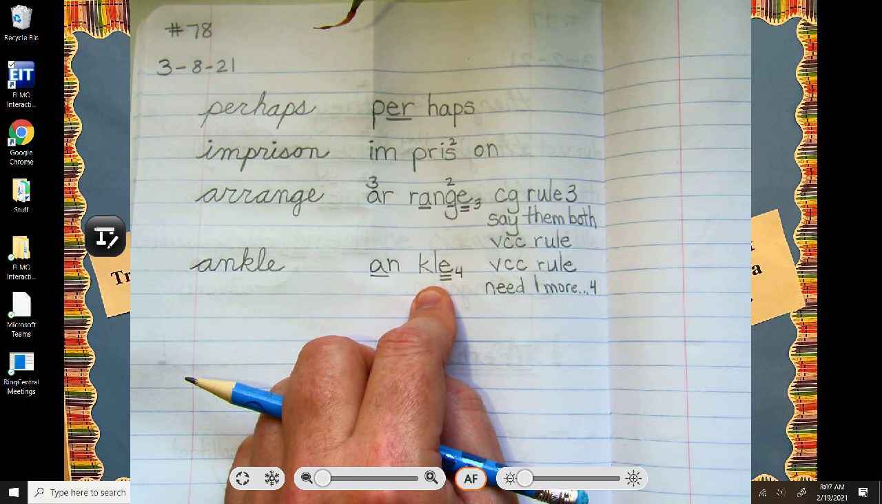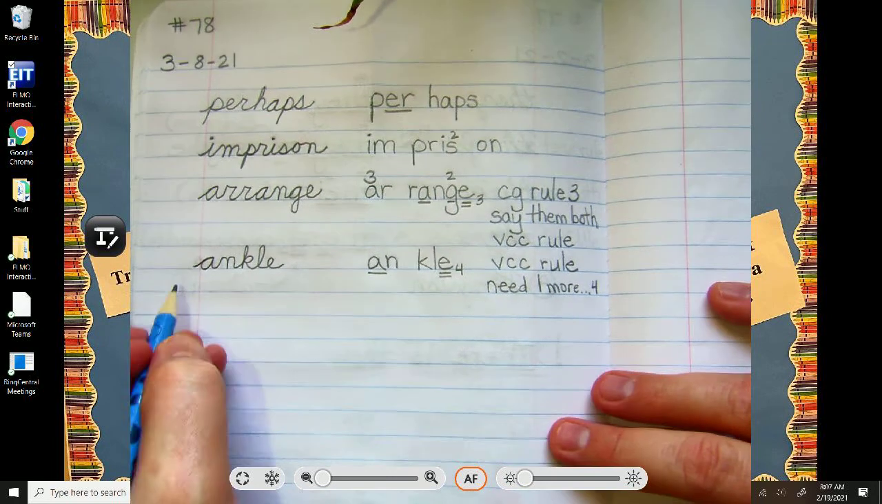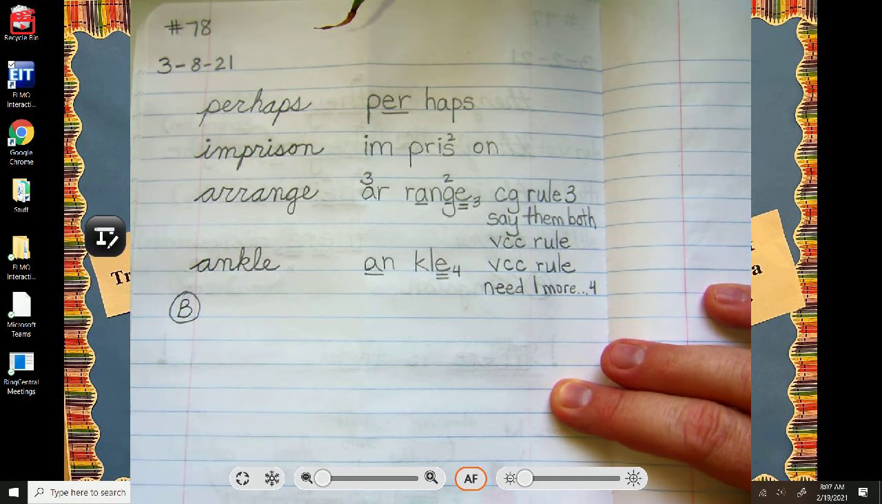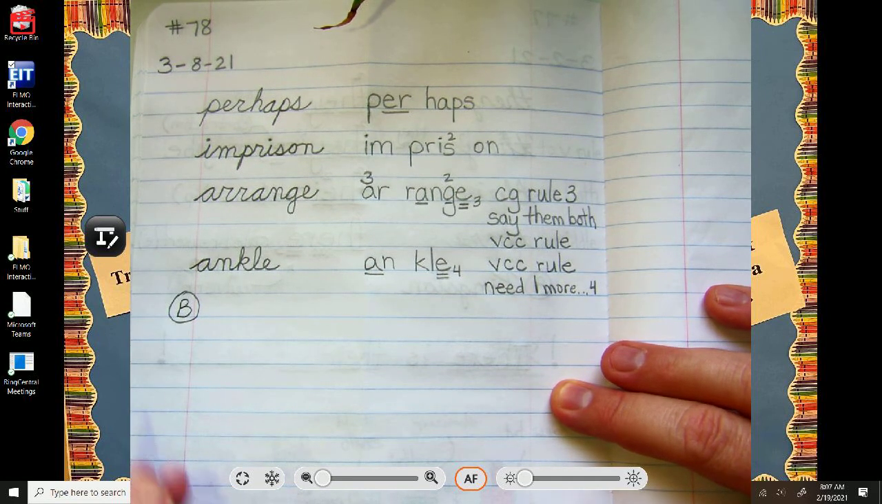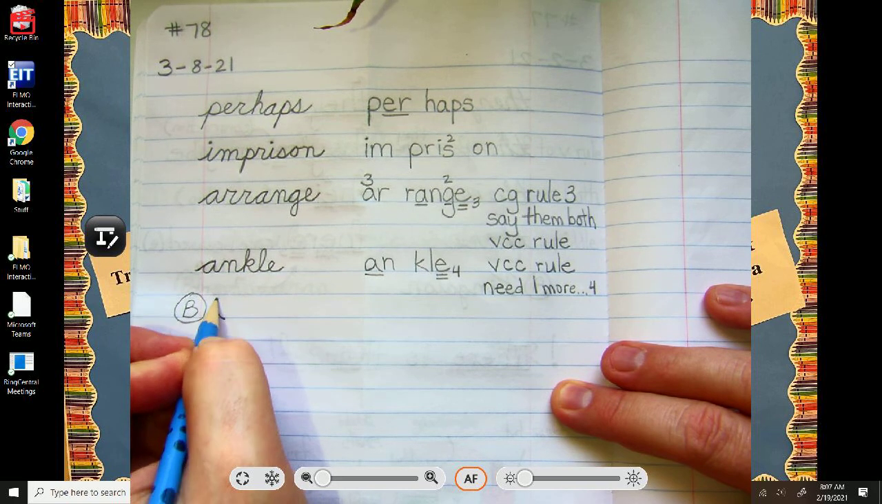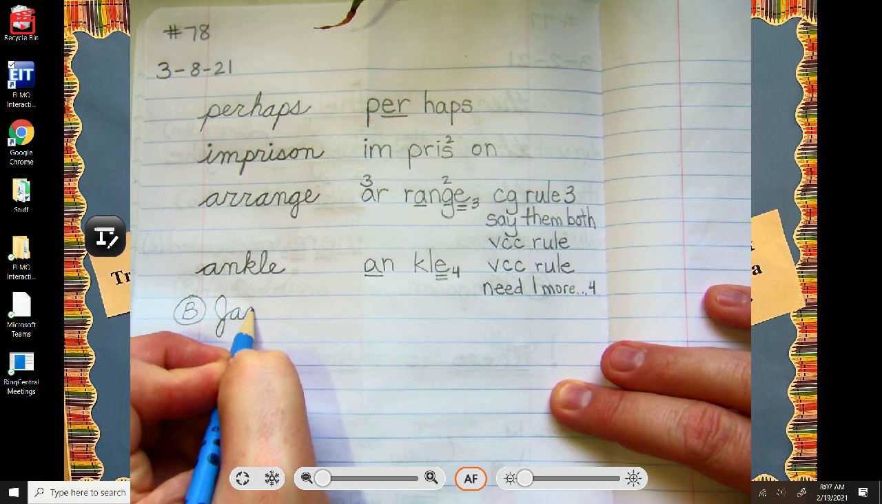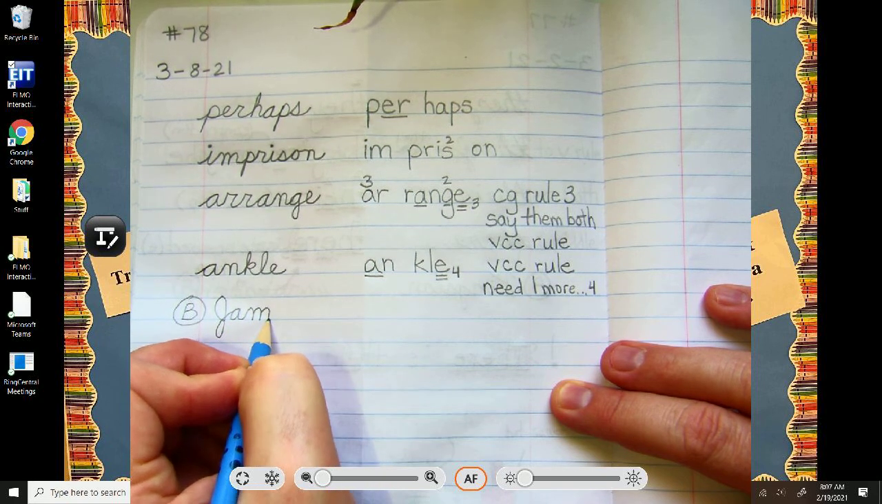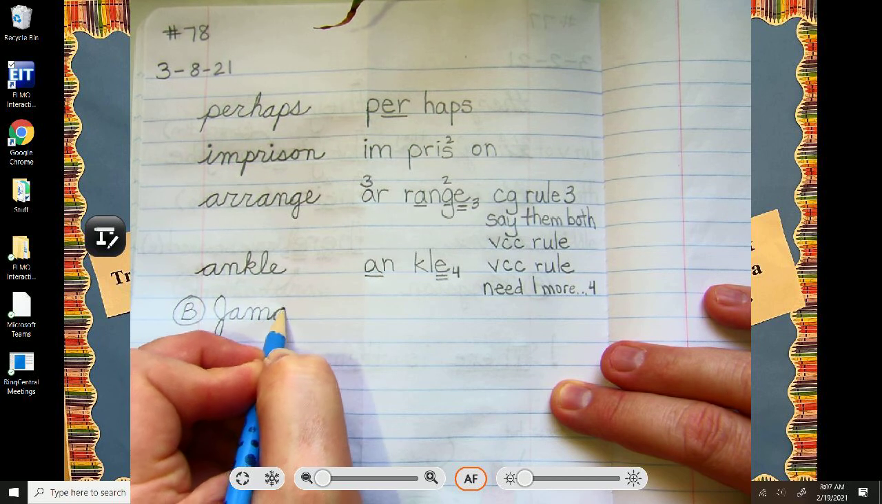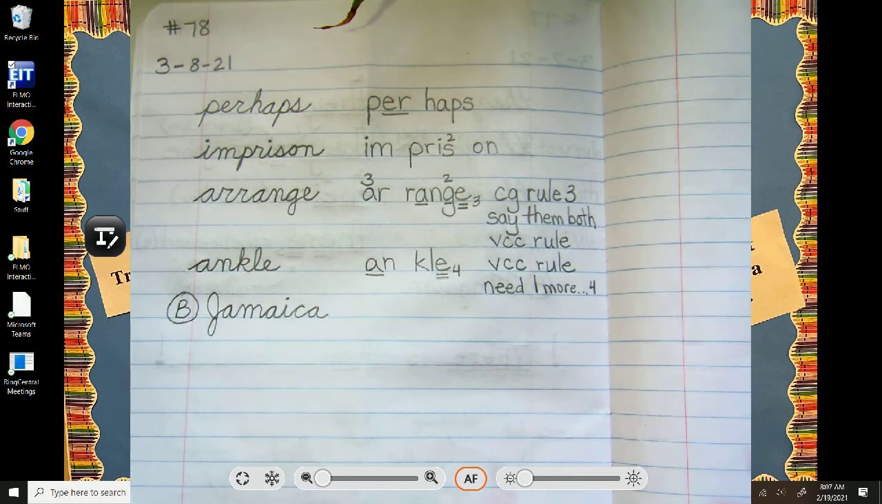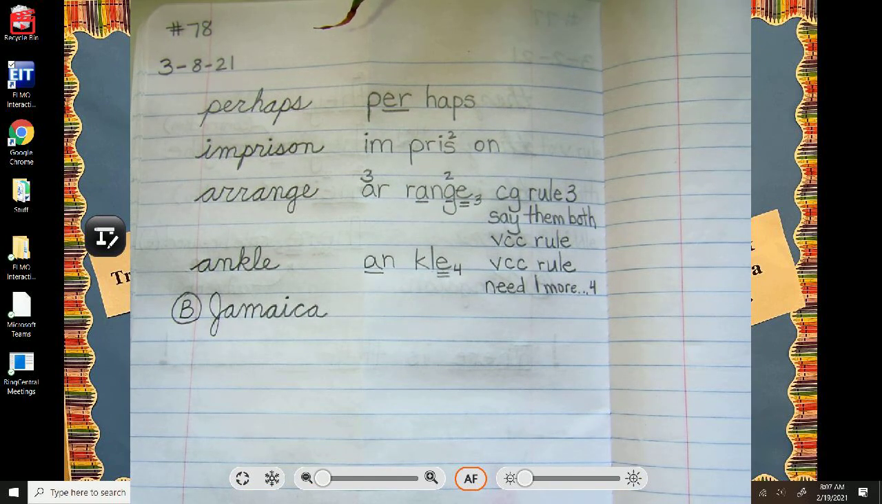All right. Then, scholars, our bonus word. Today's bonus word. Our last one, way back last Tuesday, was Kingston. Kingston is the capital of Jamaica. Kingston, Jamaica.